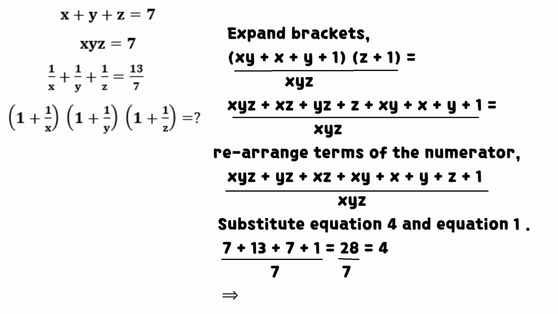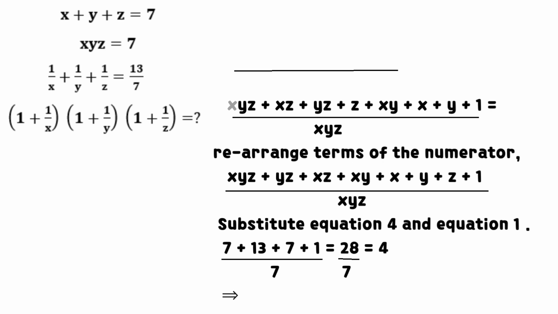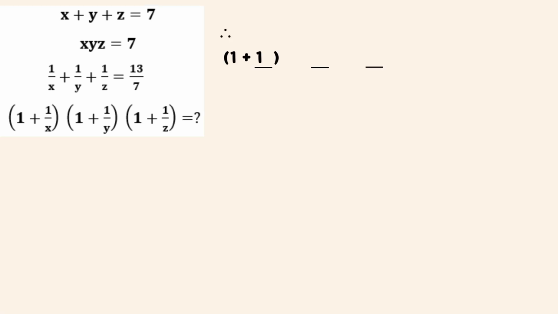Substitute equation 4 and equation 1 into the above new expression. The sum of 7, 13, 7, and 1, all divided by 7, equals 28 divided by 7, which equals 4. Therefore, the product of the sum of 1 and the reciprocal of x, the sum of 1 and the reciprocal of y, and the sum of 1 and the reciprocal of z equals 4.